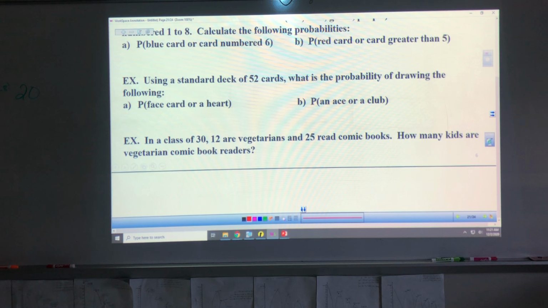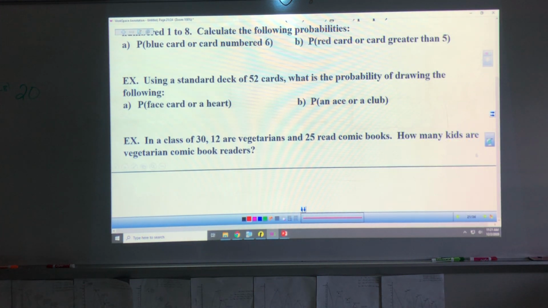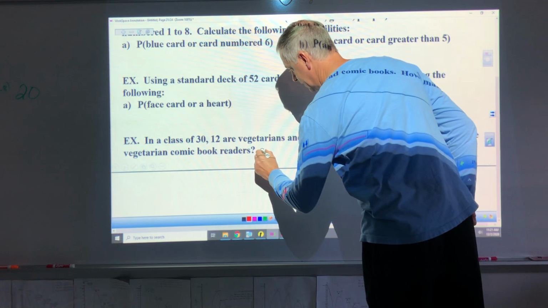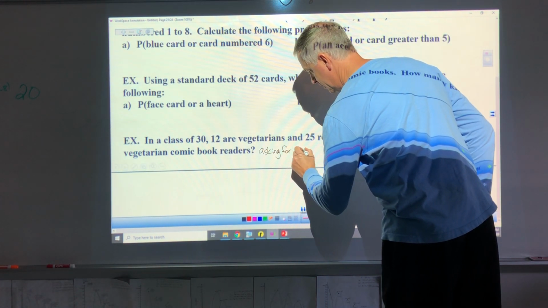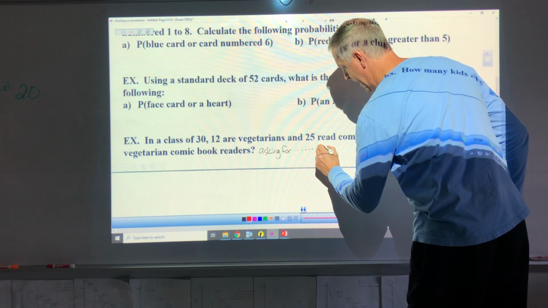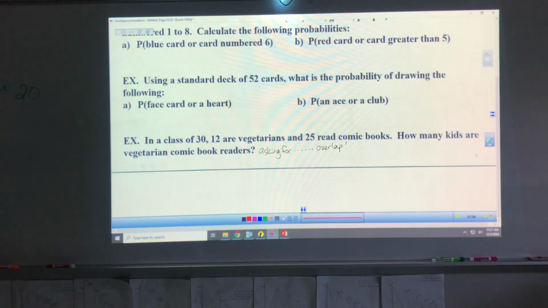It says in a class of 30, 12 kids are vegetarians and 25 of them read comic books. I want to know how many kids are vegetarian comic book readers. In other words, what am I asking for? I'm asking for, wait for it, I want to know the overlap number. I want to know the overlap number.